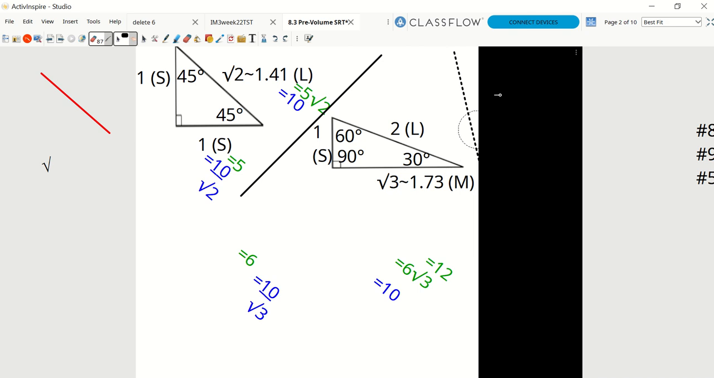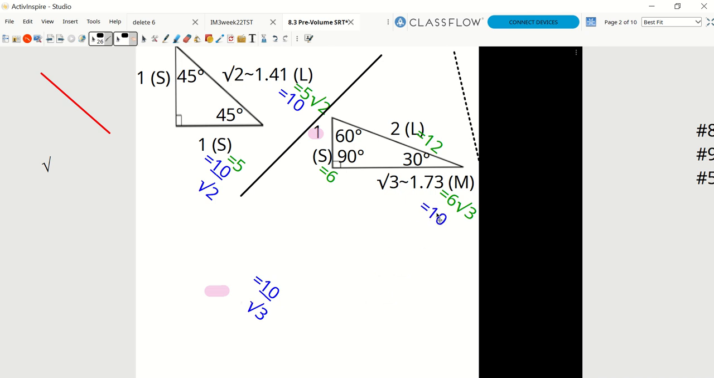Okay, now let's talk about 30-60-90. Let's say the small side is 6. How do you get to the medium side? Well, 1 multiplied by what gives you root 3? Root 3. So 6 times root 3 will give you the medium side. Does that make sense? Okay, let's go. If we want the large side, 1 multiplied by what gives you 2? 2. So what's your large side going to be? 12.